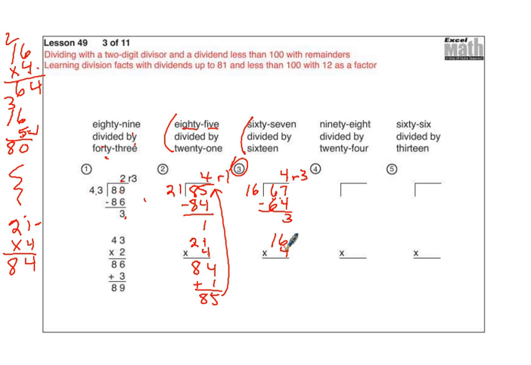16 times 4, multiplying these two together here. 6 times 4 is 24. Carry the 2, and that's 6. 64 plus the 3, 67. Feeling pretty good about my answer. All right, why don't you pause the video, do 4 and 5 right here. Turn the video back on when you're ready to see the solutions.